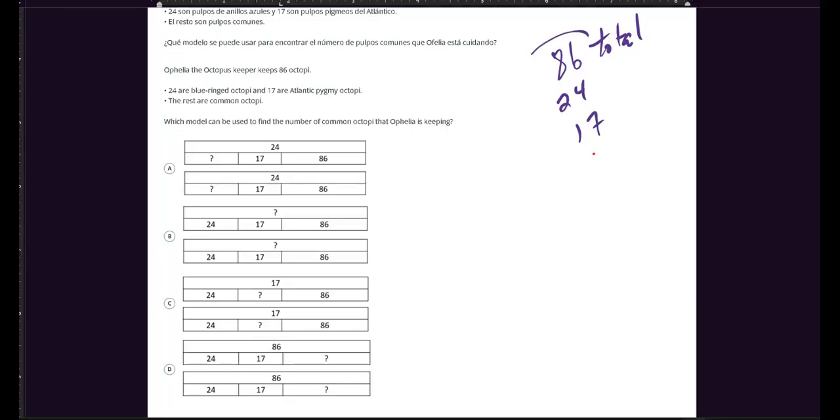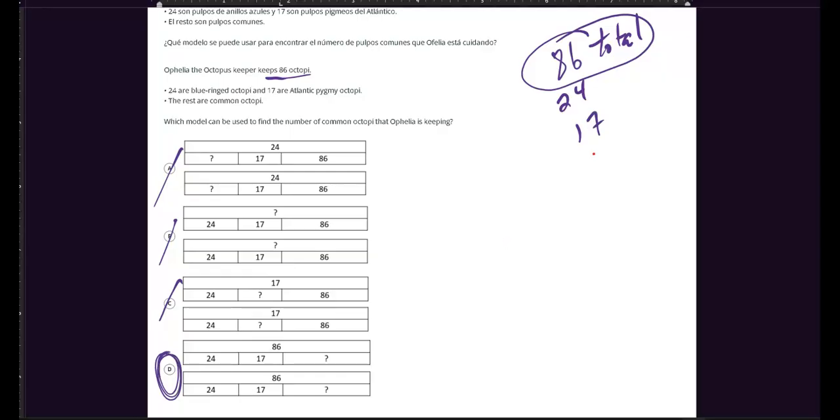Okay. We know that the total is 86 because it said that she keeps 86 octopi. So the total needs to be in the part or the whole. Right, the whole. So let's take a peek at our answers. A is 86 in the whole. No. B is 86 in the whole. No. C is 86 in the whole part. No. And D is 86 in the whole part. Yes. So our answer would be D.